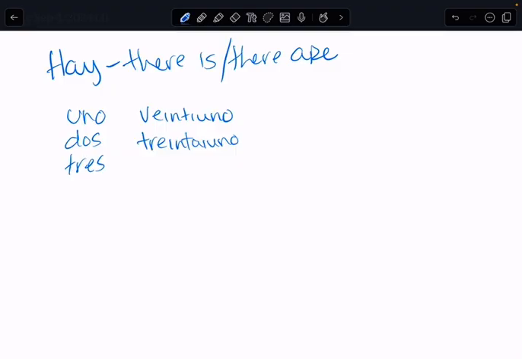So, for example, the first thing that you need to know is that there is the word hay. The hay means there is or there are. So you can say, hay una profesora, hay 22 estudiantes, hay 3 sillas. And then you get into genders.